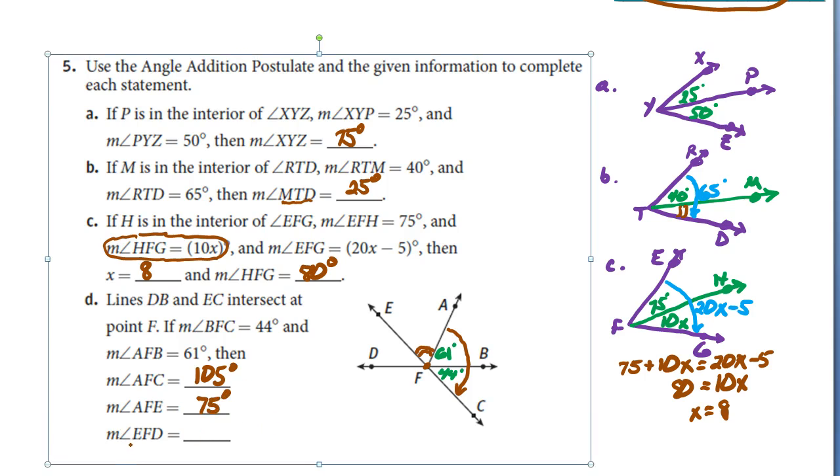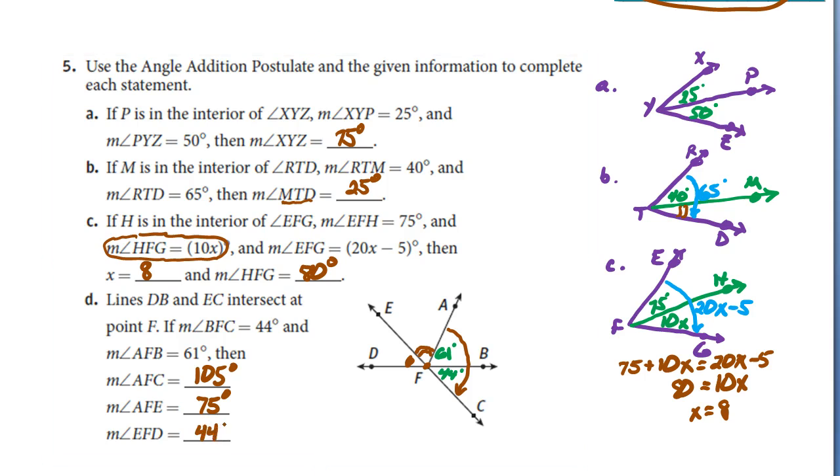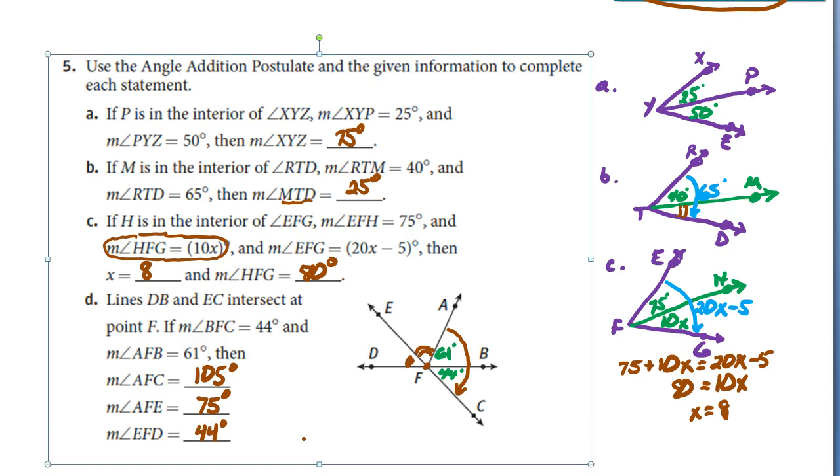Okay, finally, the angle EFD. So E to F to D, we're looking for this one right in here. And I see that that is a vertical angle to the 44 degree angle. Again, this is from a previous lesson. We discussed how vertical angles are equal in size.